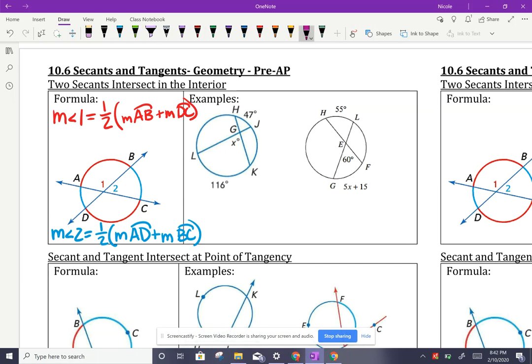My first example has me finding x. The arcs that are on either side of x are 47, which is HJ, and LK, which is 116. So I'm going to take x and say it's equal to 1/2 times 47 plus 116. 47 plus 116 gives me 163. So I divide, and x is going to be 81.5 degrees.